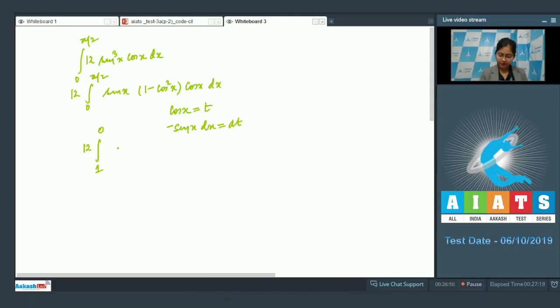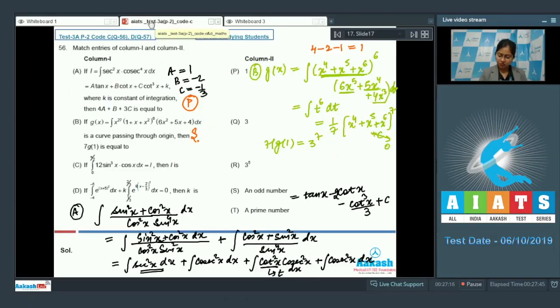So that is equal to 12 times the integral from 1 to 0 of minus dt (1 minus t square) into t. That is equal to 12 into, exchanging limits, the integral of (t minus t cube) dt. So that is equal to 12 times (1 by 2 minus 1 by 4). So that is 6 minus 3, that is 3. So the correct answer is option number Q.